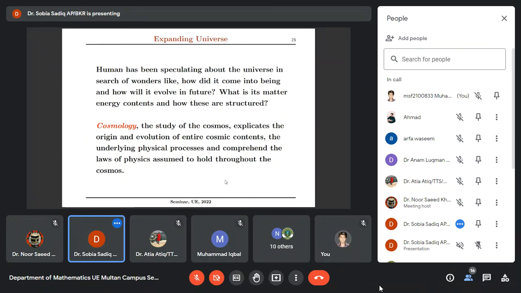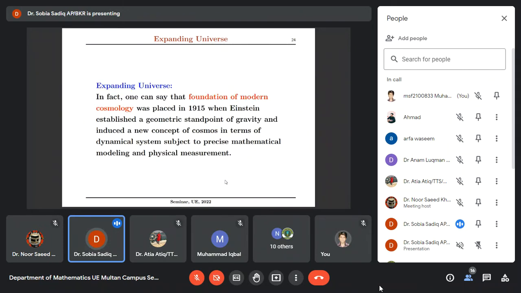So the concept of modern cosmology was laid down in 1915 when Einstein proposed his theory of general relativity. Einstein established the geometric standpoint of gravity and introduced a new concept of cosmos in terms of dynamical systems subject to precise mathematical modeling and physical measurements.